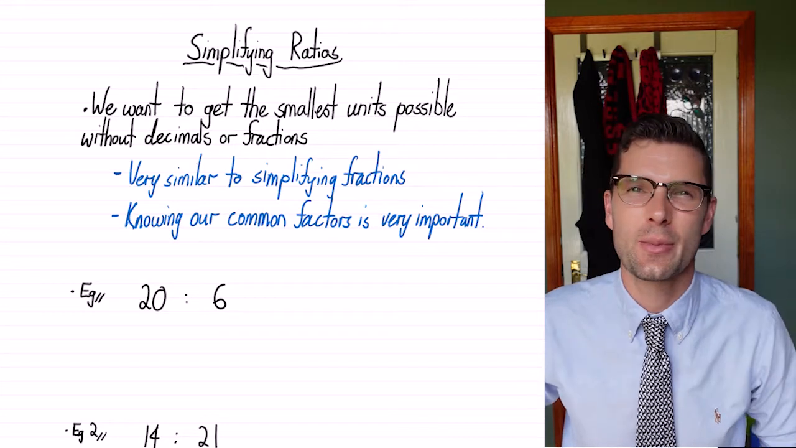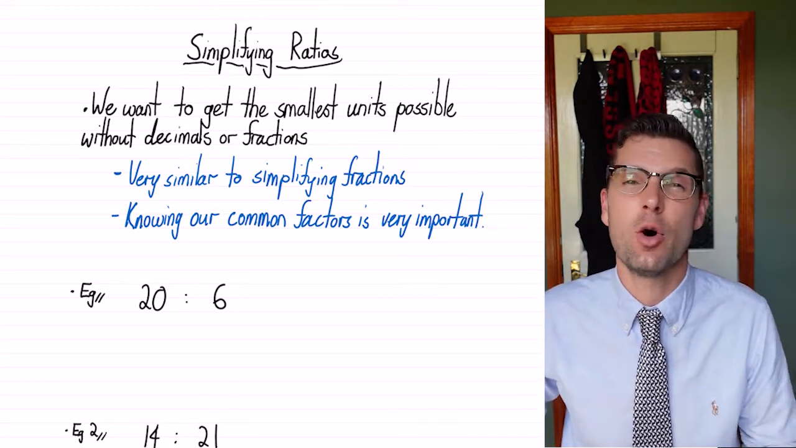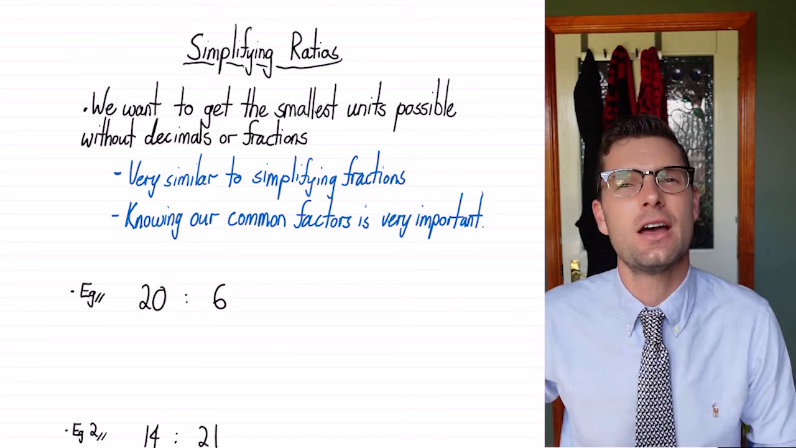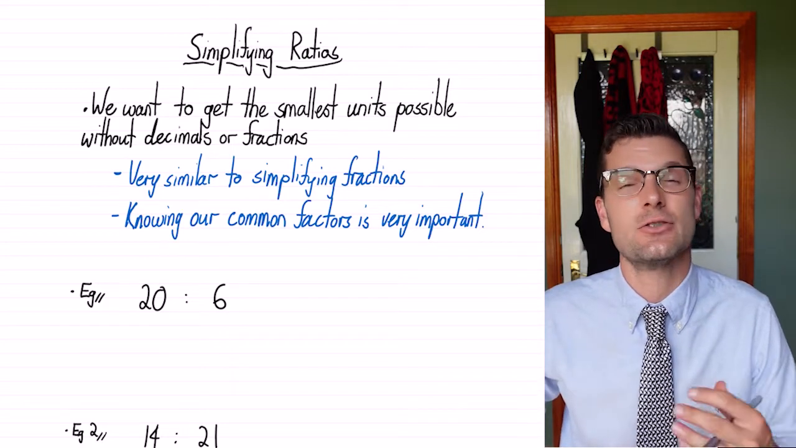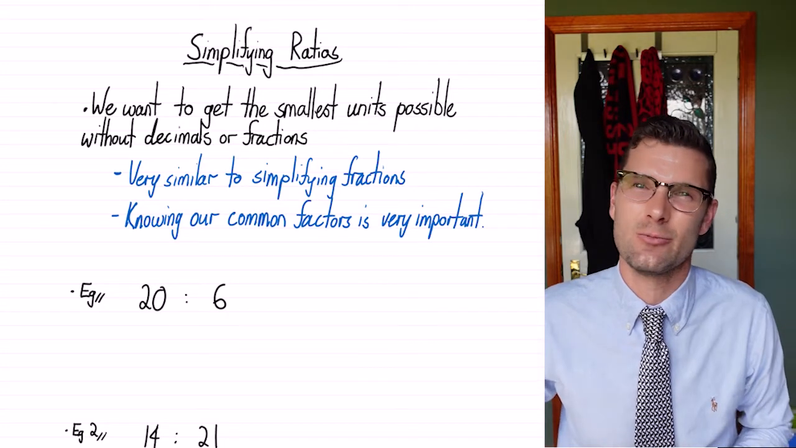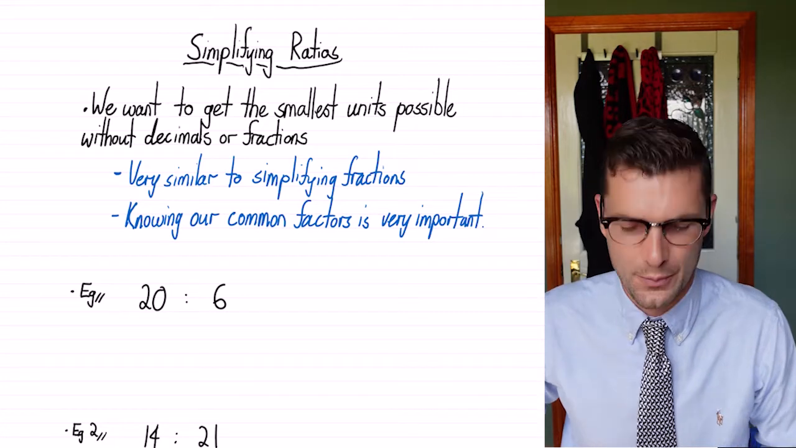So today we're going to be talking about how to simplify ratios. What we want is a ratio with the smallest possible units without a decimal or a fraction. So it's very similar to how we simplify fractions. Okay, so it's really important that you know your common factors between whole numbers because that's going to be really important. I do have a video on that and it's linked in the description below.